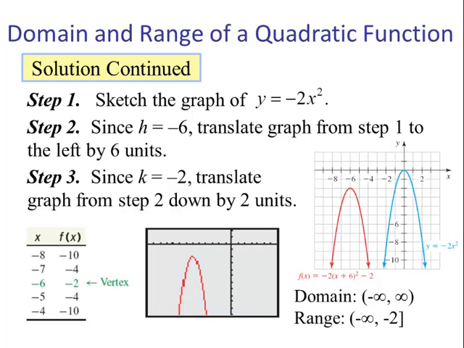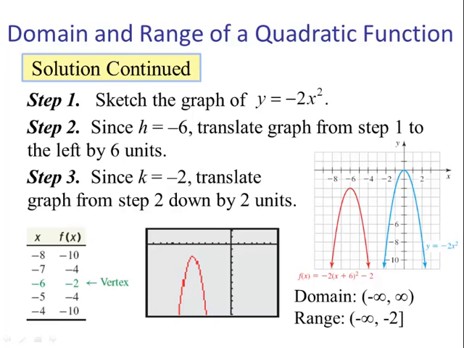So for our domain, that's the values of x, and we can see that any x value will have a spot on this red parabola because the ends are going on forever. But this vertex is a maximum, so that means these values up here for y will never have a spot on this graph. So this is all numbers up to y equals negative 2. The way we write the range is we first start with the smallest number, which in this case is negative infinity, and we keep going till we reach the maximum, and that occurs at negative 2.